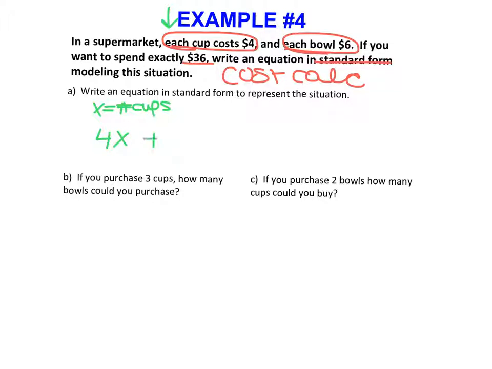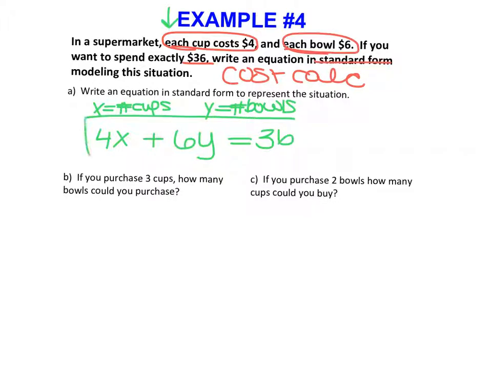Then I'm going to add that together with the bowls. So I have y is equal to my number of bowls. So I would have $6 per bowl times the number of bowls. And those two costs added together need to equal a total of $36. So there's our equation written in standard form. Again, just to reiterate, we have $4 times the number of cups we buy plus $6 times the number of bowls we buy, and that equals a total of $36.